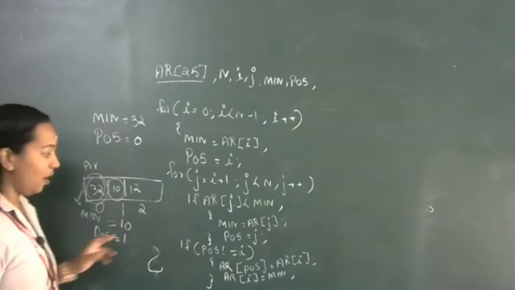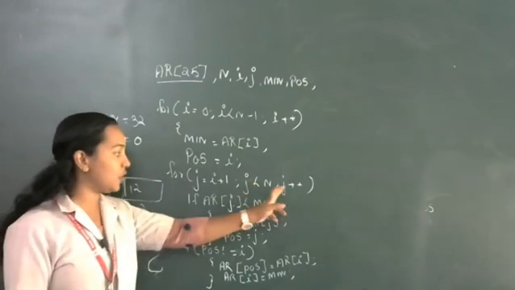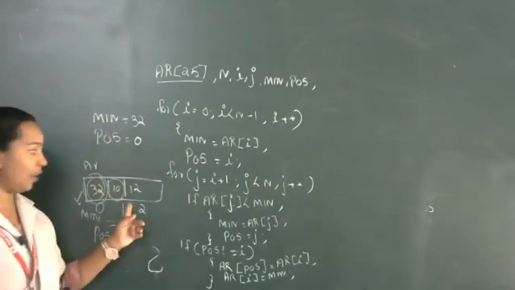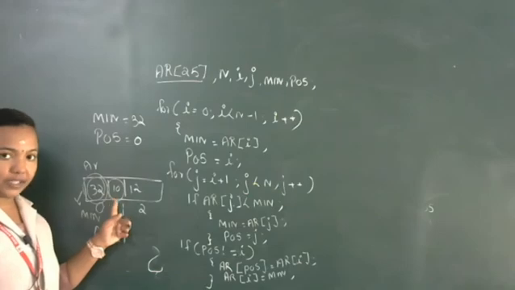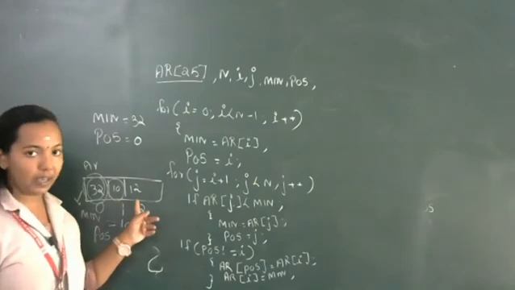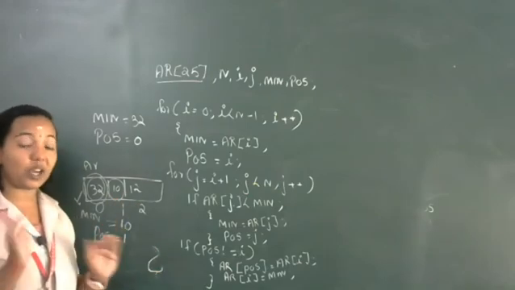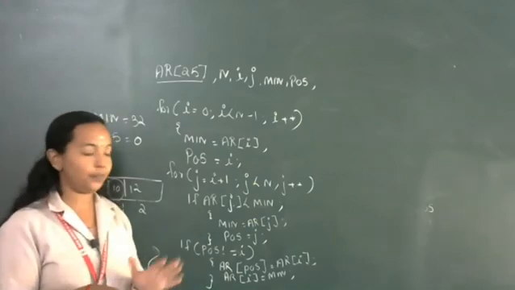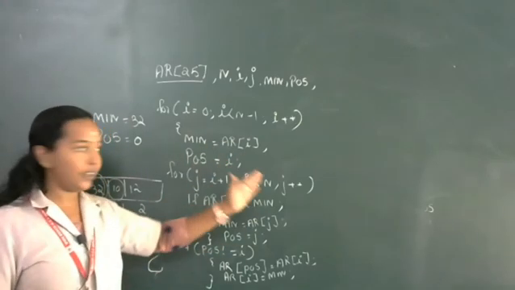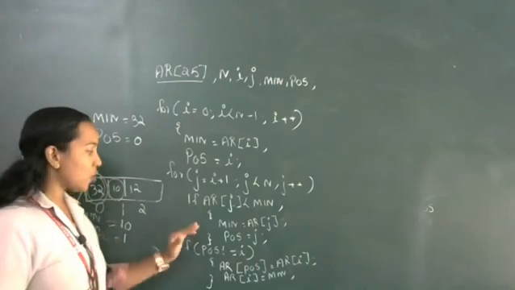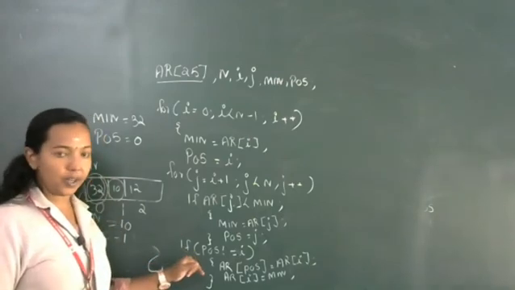Then again we are iterating j plus plus. We are taking the second location. So now the value of min is equal to 10. 10 we are comparing with 12. There is no change because 10 is less than 12. So the iteration will continue until the last element. So after the iteration, next step.